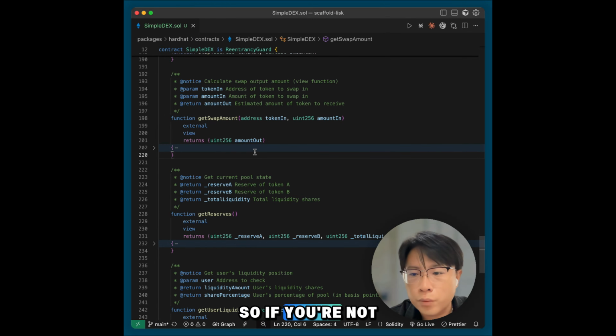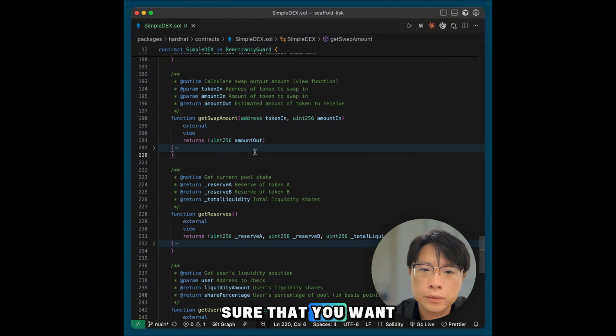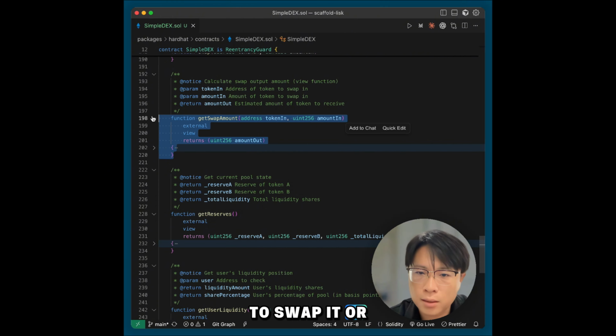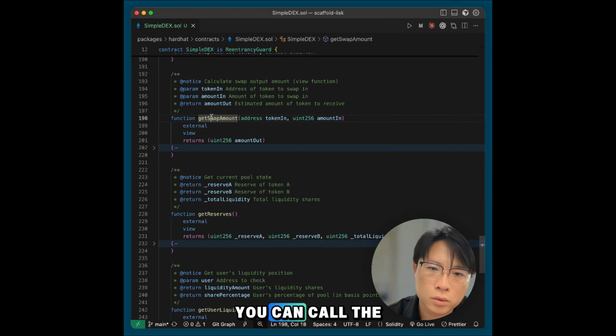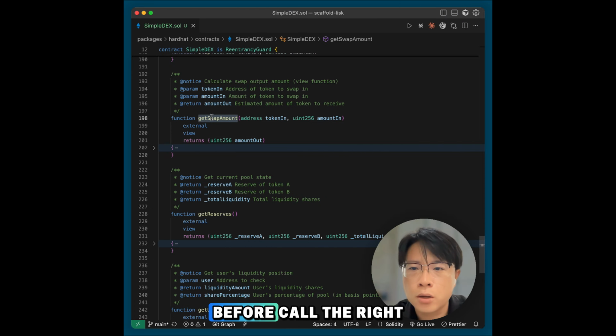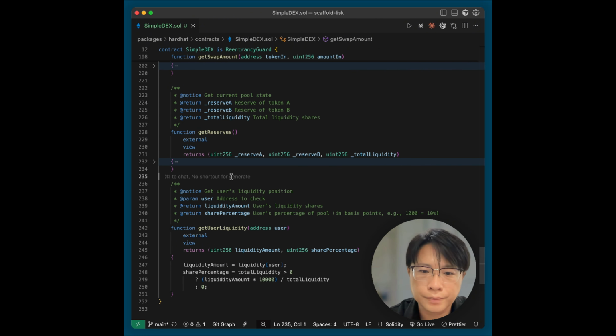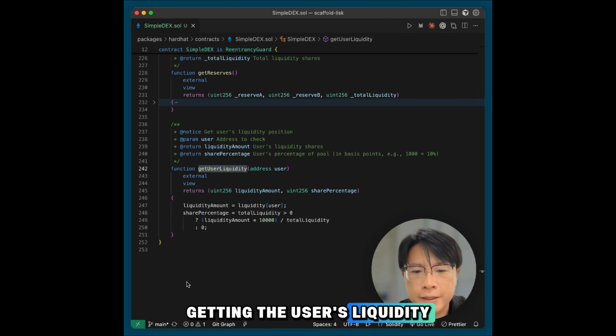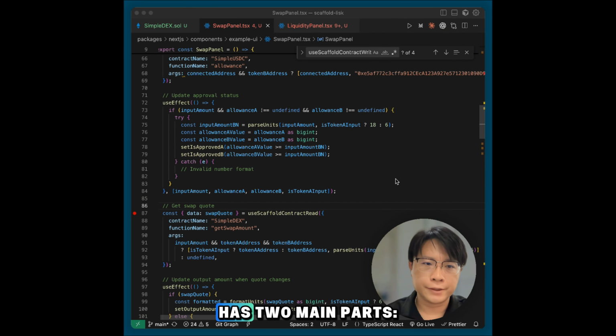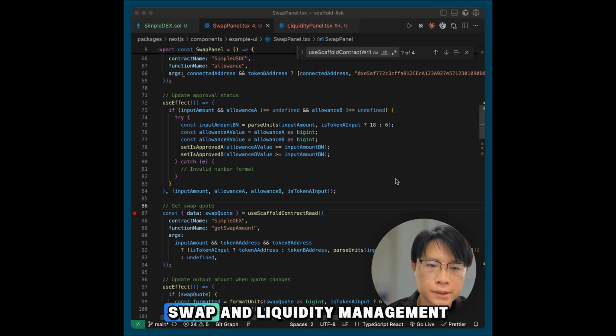Okay, so after that, all we have left are the read functions. For the swap amount, if you're not sure that you want to swap or not, or whether you're getting the right amount out or not, you can call the read contract first before calling the write function, getting the reserve and getting the user's liquidity.